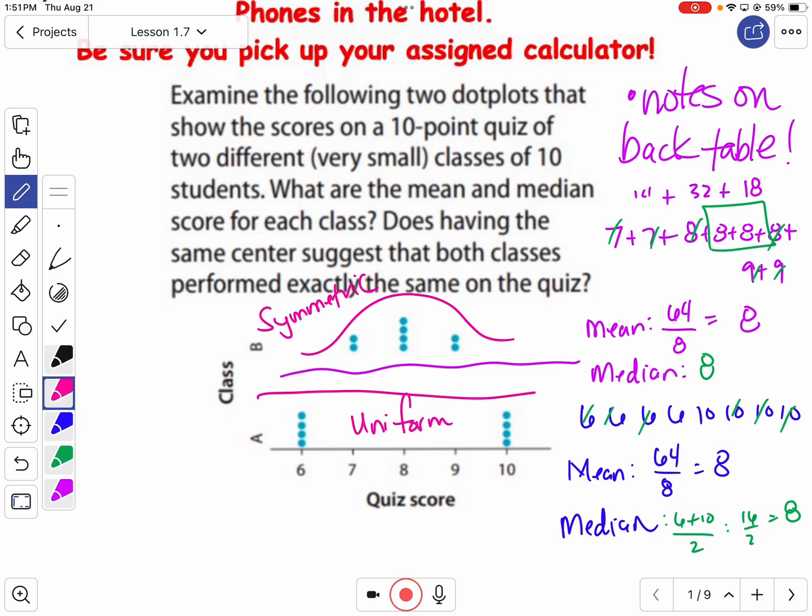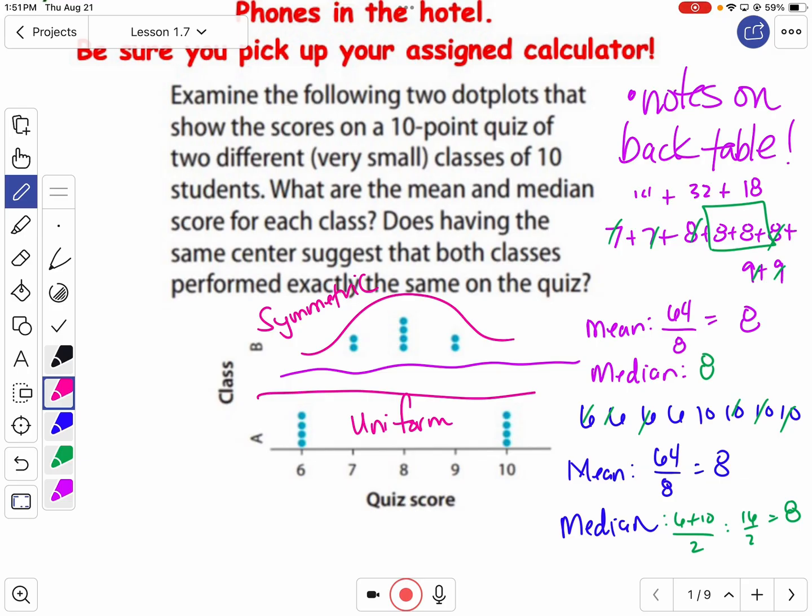What do you think that means in terms of how the classes did? Which class were the scores more spread apart? A, okay? So you had a group that made 10 points, you had a group that made 6 points. They were really spread apart. But in Class B, they just went from 7 to 9. So everybody scored more about the same.